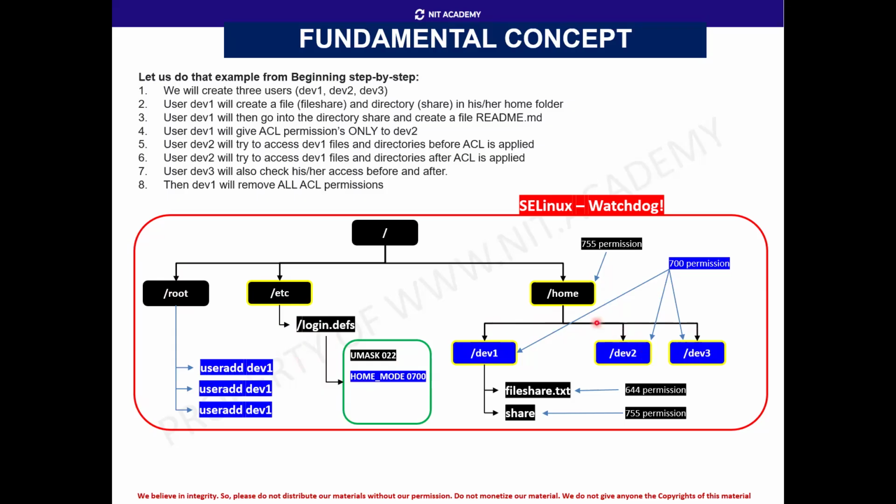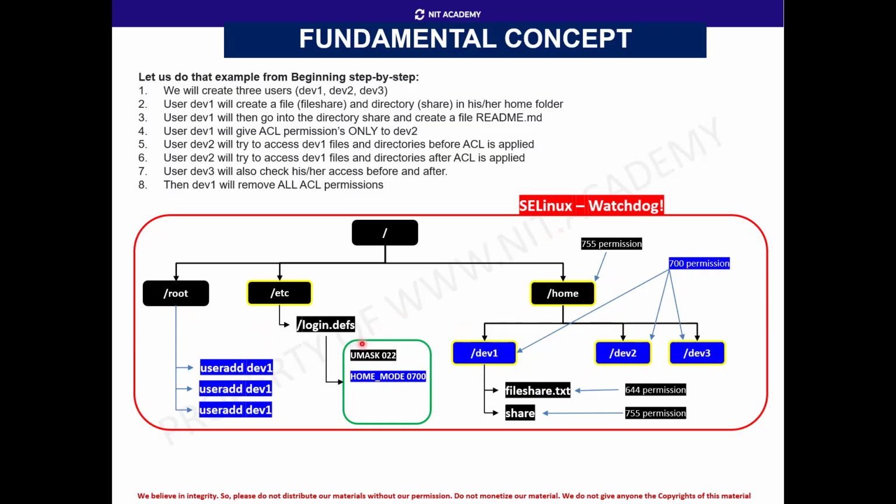So if dev2 wants to view the files under dev1, dev2 cannot go through here because there is a 700 permission. Because of this login.defs, you have a 700 permission. The 700 permission does not allow this guy, when he wants to go into this folder, he's going to get no permission unless you open the doors. Who opens the doors? Dev1 can open the doors, or root can open the doors. Okay, then they can access this.